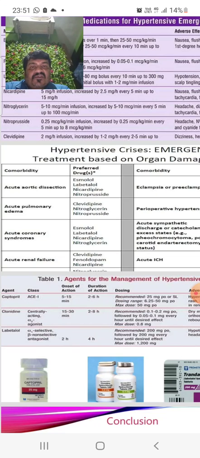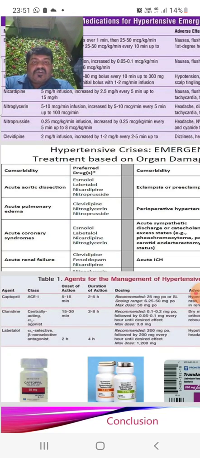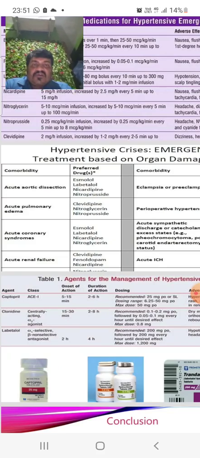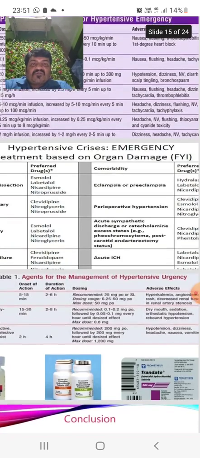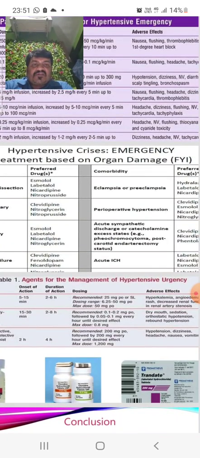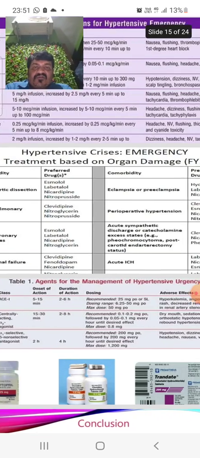Then the preferred drugs which we can use are esmolol, labetalol, nicardipine, and nitroprusside. If the comorbidities are eclampsia or preeclampsia, at that time hydralazine, labetalol, and nicardipine will be used. In perioperative hypertension, we are using esmolol, nicardipine, and nitroglycerin.